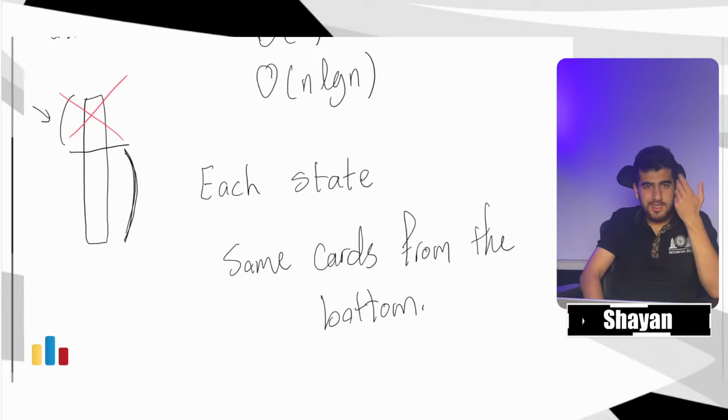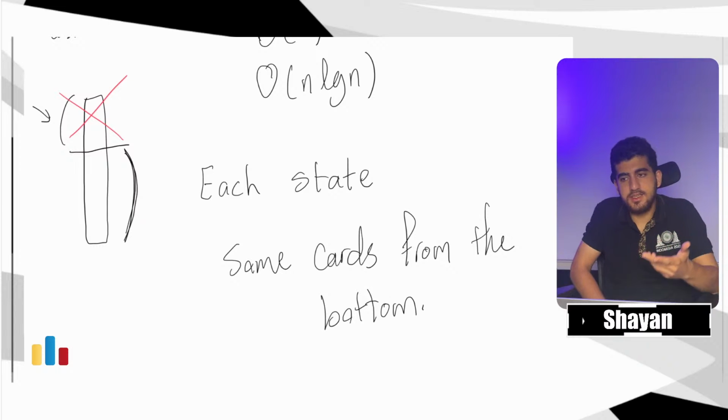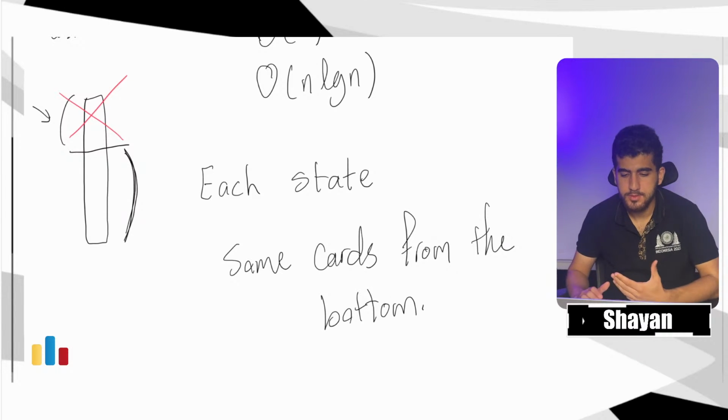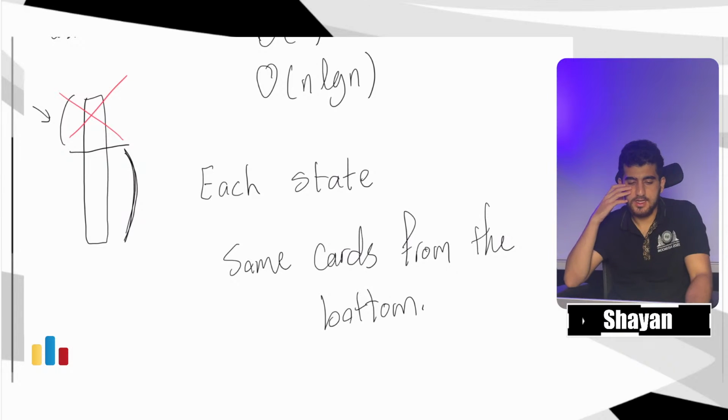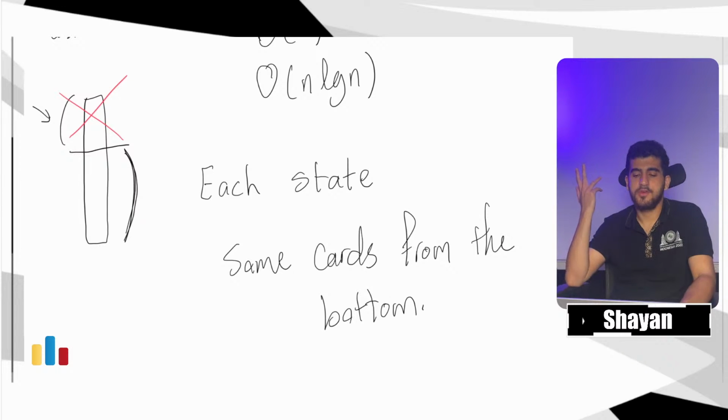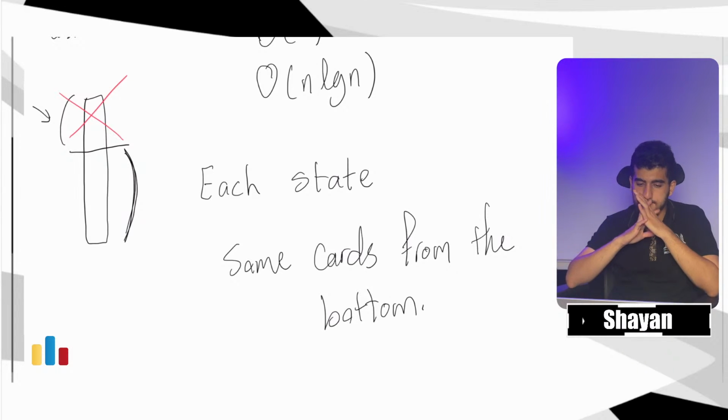So when you just keep removing some elements from the beginning, from the top, in each state of your problem, you have some cards from the bottom that are left. So you can say, what is the maximum number of rounds that we can win from those cards? Is it clear?